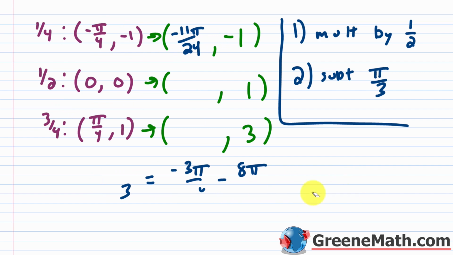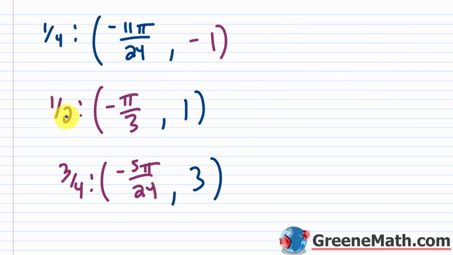The next one's a little bit easier because you're working with 0. So 0 times a half is still 0. So then you just need to subtract away pi over 3. So this becomes negative pi over 3. And so negative pi over 3, comma 1. Again, here's your halfway point. So negative pi over 3, comma 1.